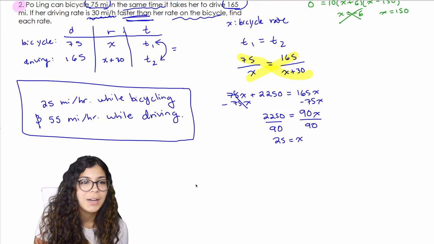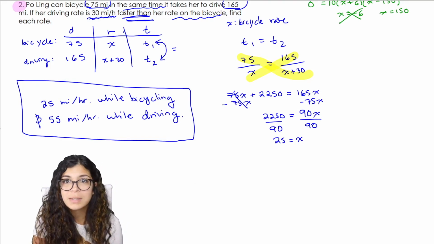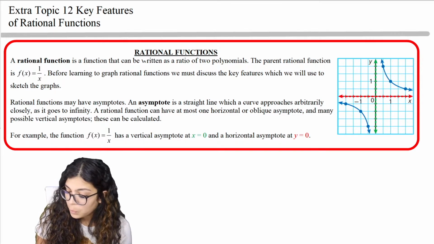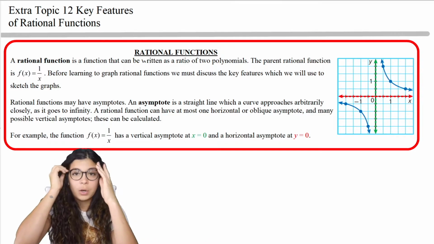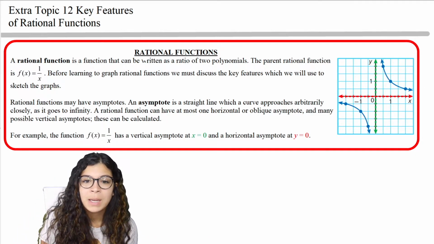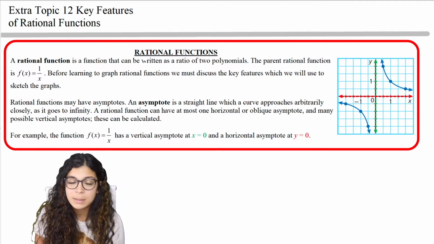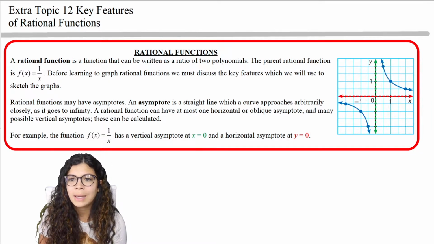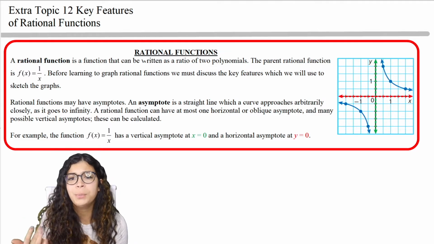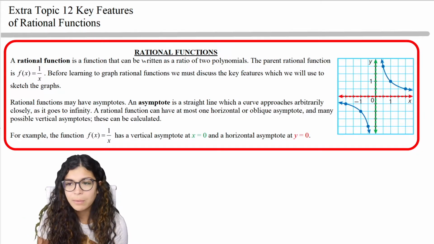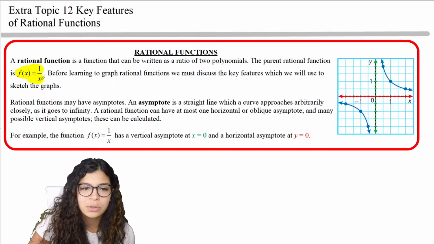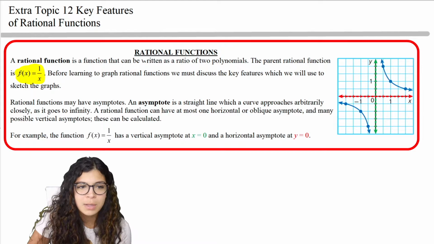All right. Okay, so that's it for the review questions. Let's go in and talk about the key features, okay? Now, we're going to, in the next topic, talk about graphing rational functions. And in order to graph them, we are going to need to find these key features. So remember that a rational function is just a ratio of two polynomials, right? So the parent function to the rational function is right here. It's f of x equals 1 over x. That's the most simple rational function that we could come up with, right? Just f of x equals 1 over x.